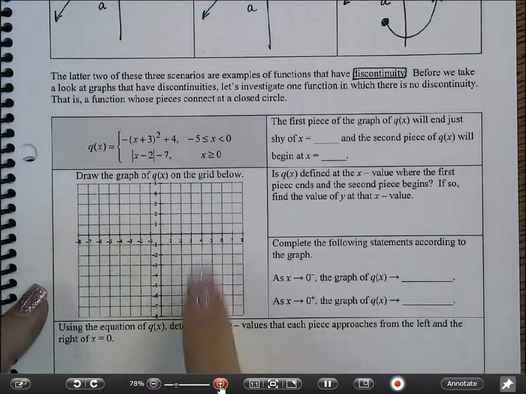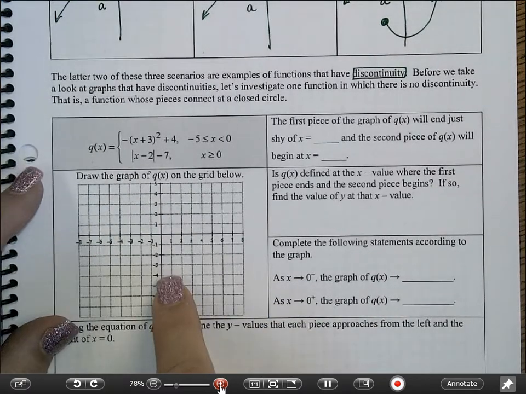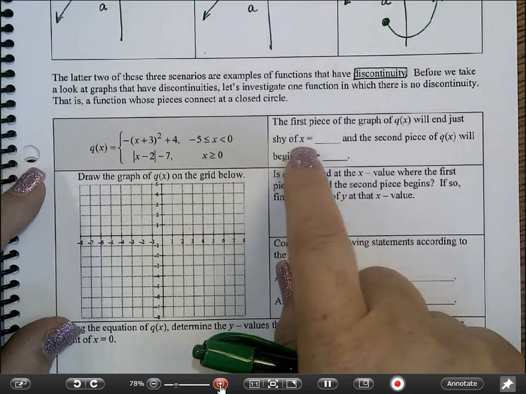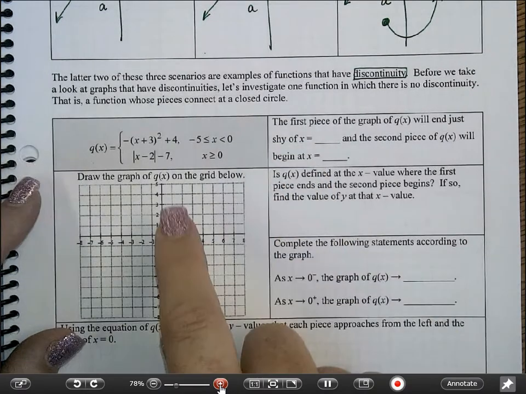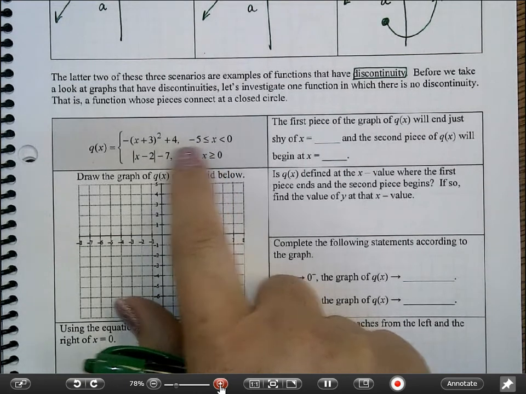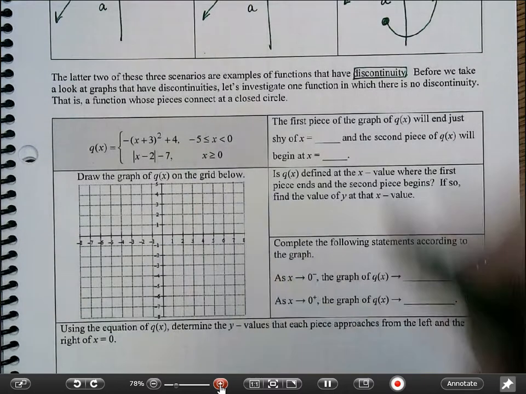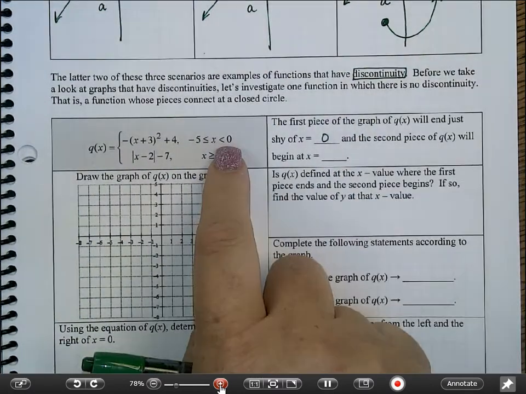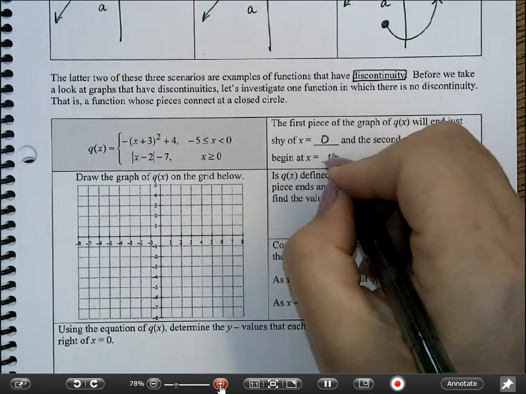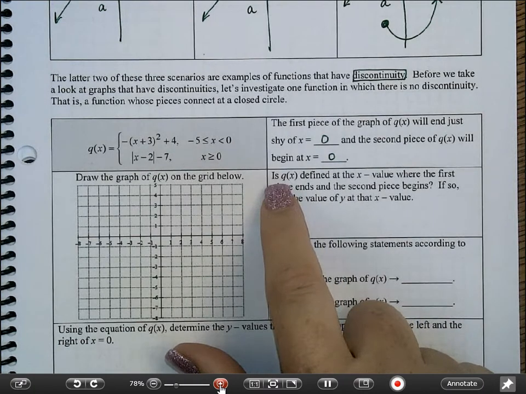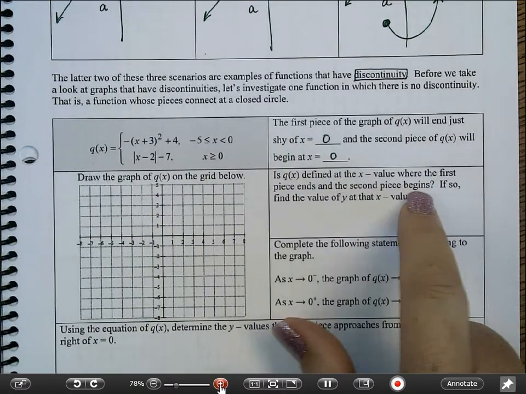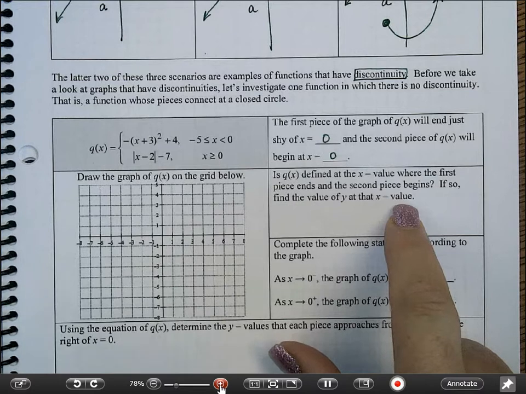So here we have a piecewise graph, and let's go ahead and graph it. It says the first piece of the graph of q of x will end just shy of x equals 0, and let's take a look and graph that. We know that according to this domain, this parabola only exists from -5 to 0. So when x equals 0, that's where it's going to end. But the second piece is going to begin at x is equal to 0. So we need to ask: is q of x defined at the x value where the first piece ends and the second piece begins? If so, find the value of y at that x value.